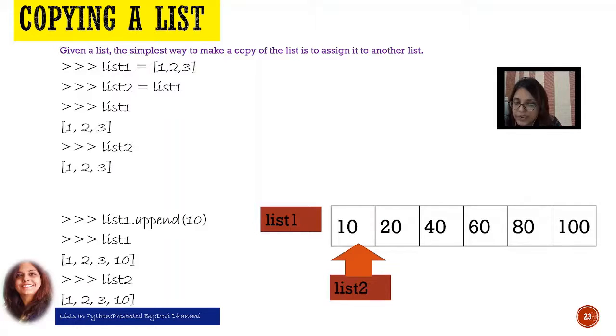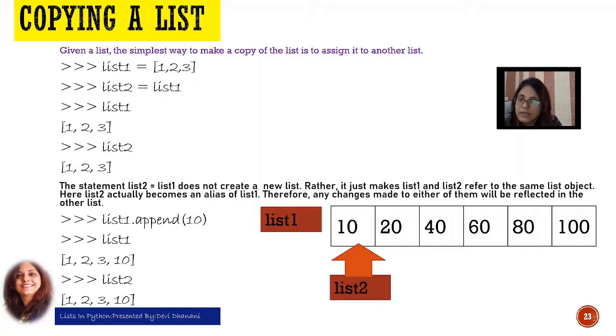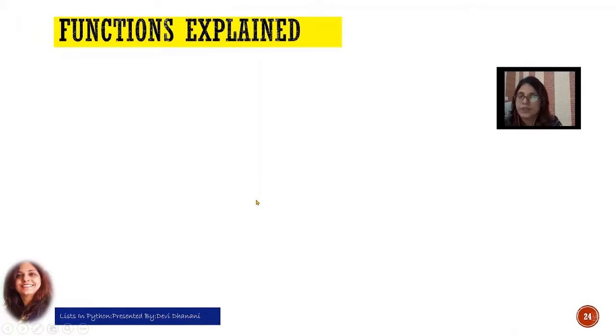This is because Python points the copied list to the same original list. The statement list2 equals list1 does not create a new list. Rather, it just makes list1 and list2 refer to the same list object. So the address of list1 is pointed to by list2, and list2 actually becomes an alias of list1. So any changes made to either of them will be reflected in the other list.